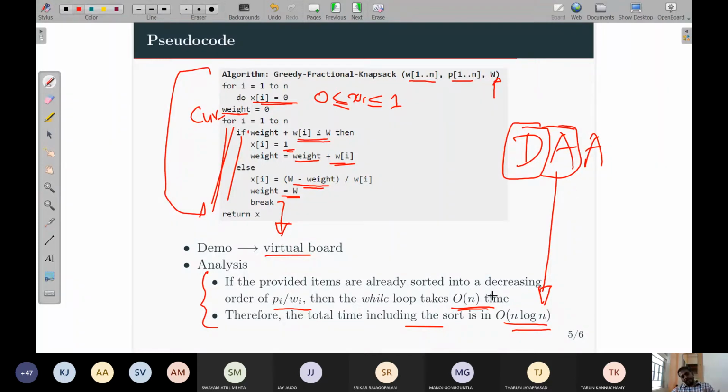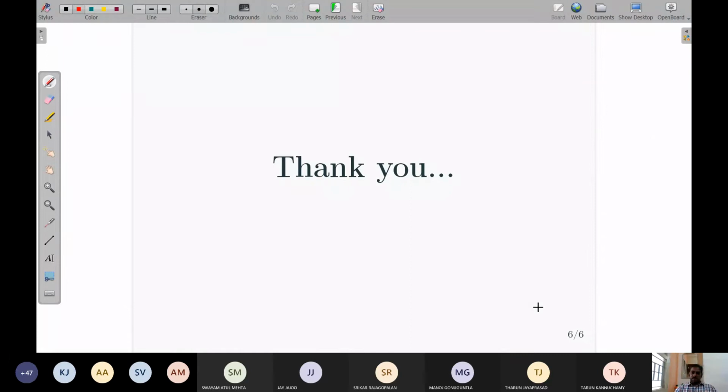Okay, that's it. So big O of n plus big O of n log n is the actual complexity, but we will take the larger part, which is big O of n log n. That is how the complexity is big O of n log n. Thank you. That's all.